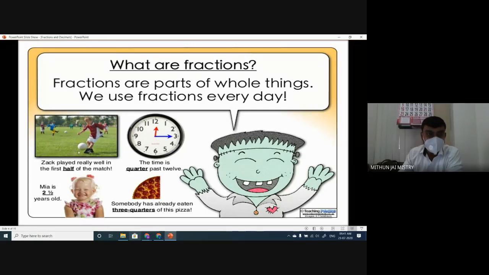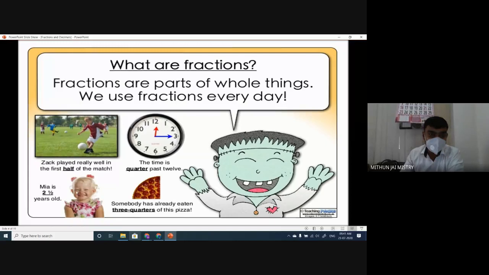Then here we can see a boy playing football, right? Jack played really well in the first half of the match. So here the word half is nothing but a fraction. And how do we represent half? 1 by 2. 1 by 2 is half. 1 by 4 is quarter.